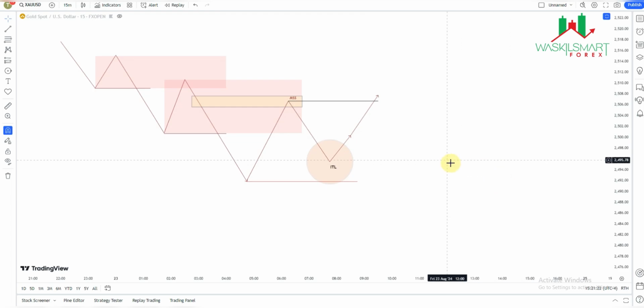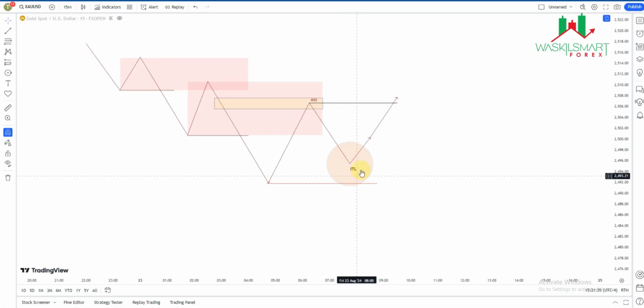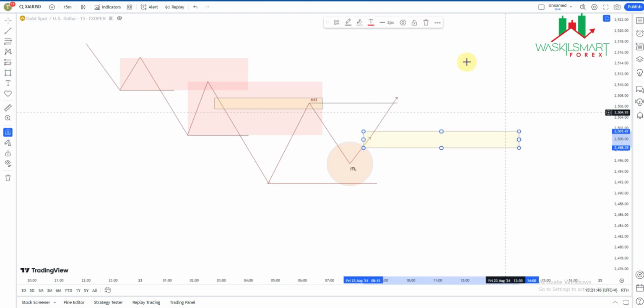So let's continue. Now, when the market breaks this structure here and I have my intermediate time low, I will look for a fair value gap zone, because that is what I traded. That is the most confident zone I know. I'll tell you why.